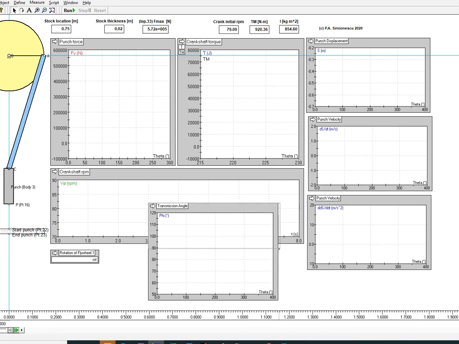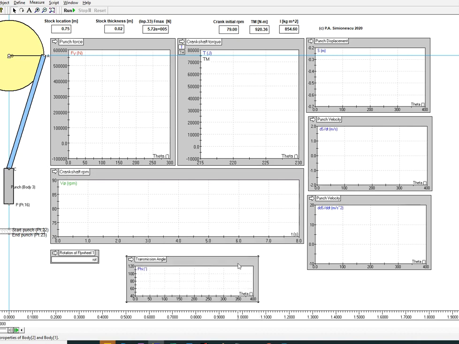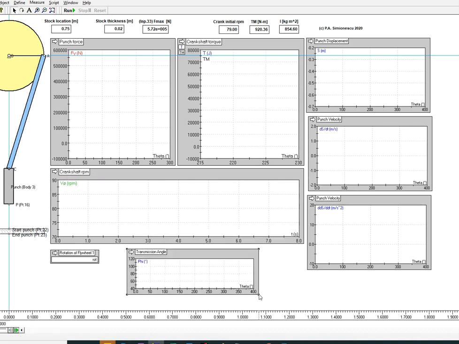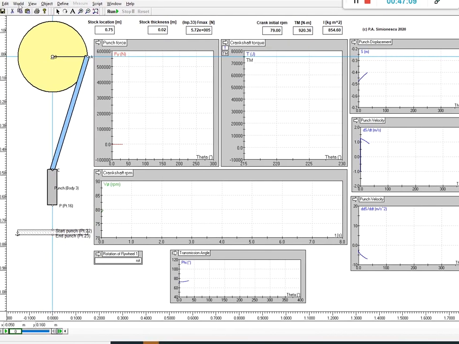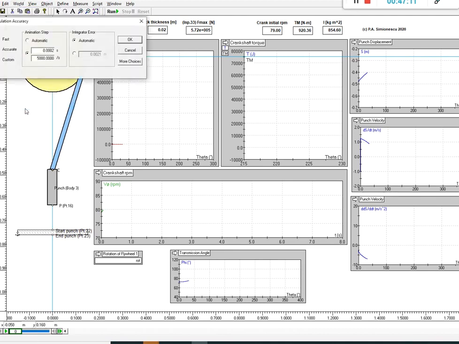So let me make this small. I care less about the transmission angle now. And if I hit run, why is it moving so slowly? Because here on the accuracy side, I switched from automatic to, you see, probably 10 times the automatic. Okay, so I said 0, 0, 2 was it?